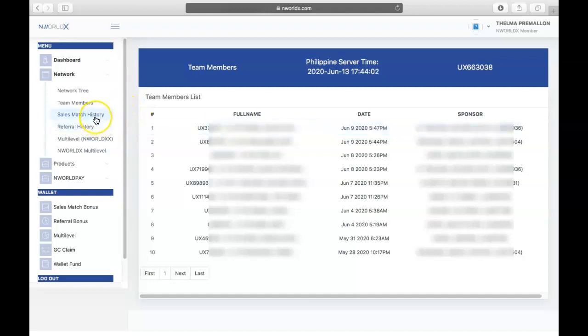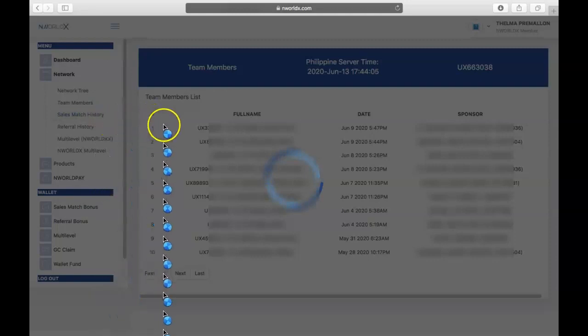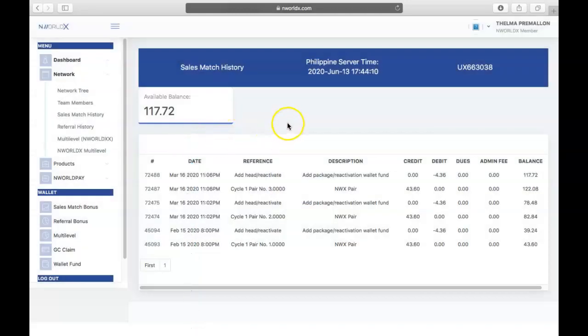Now let's proceed with the sales match history. Under your sales match history, you can see the history of how much you earned from the matching bonus or the pairing bonus. You can see the date, the transaction number or reference number, and which cycle. Then the amount credited to you, the debit side, the dues, the admin fee, and the balance.